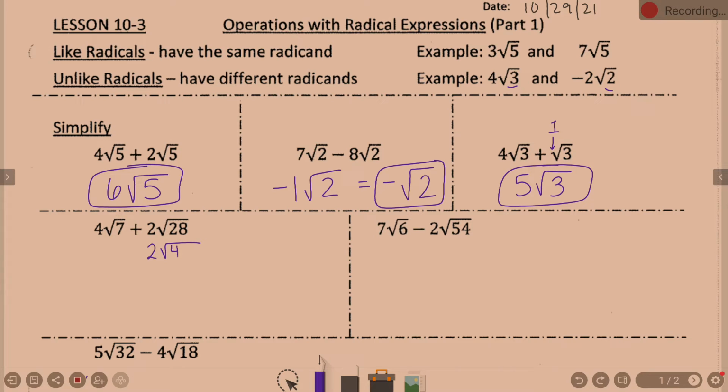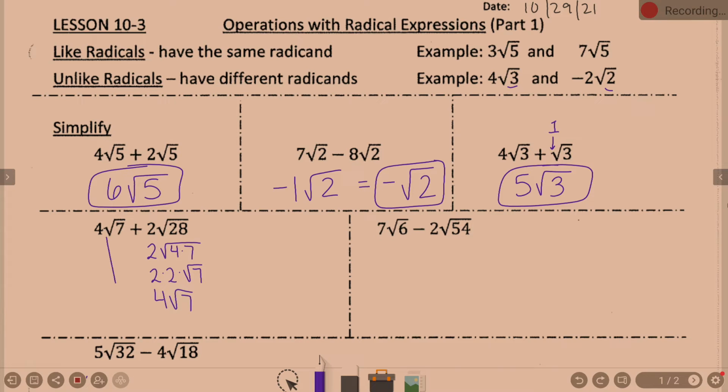28 is 4 times 7 under the radical, right? Well, there's already a 2 out front. What is the square root of 4? 2. So that square root of 4 comes out from under the radical and becomes a 2. What is the square root of 7? It's a decimal, so it stays square root of 7. So what is 2 times 2 times square root of 7? 4 square root of 7. So for 2 square root of 28, we simplified it and made it 4 square root of 7.